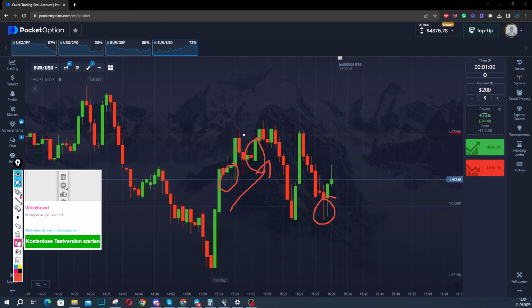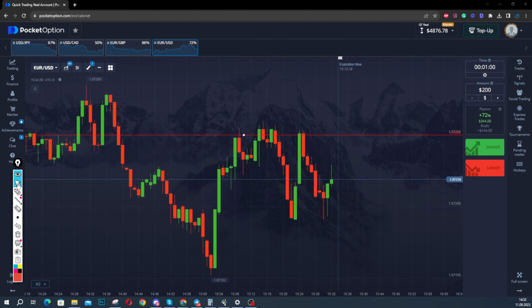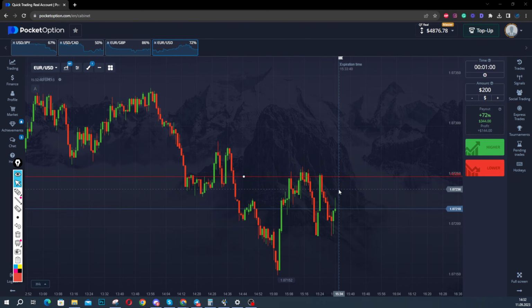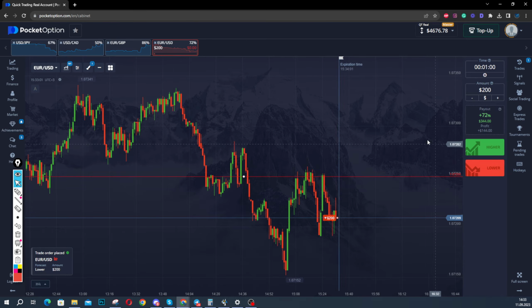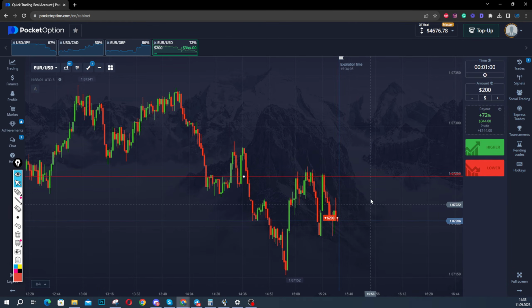Again, here we are in a range. I'm not so satisfied with it. We see the market gets pushed down again. A new wick is forming, and we can go in here. I try it with the next candle. We go in.